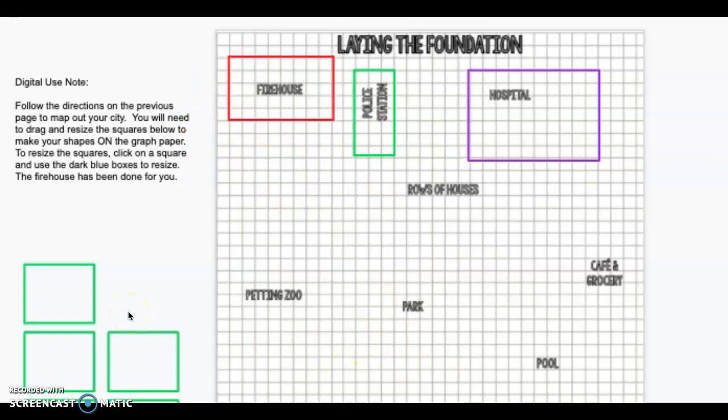Have fun with this. Remember, perimeter is the measurement around and area is length times width.